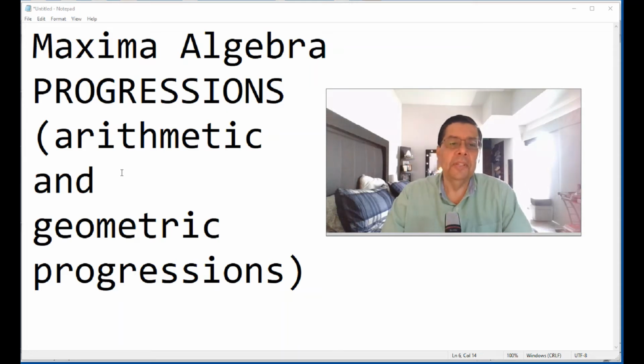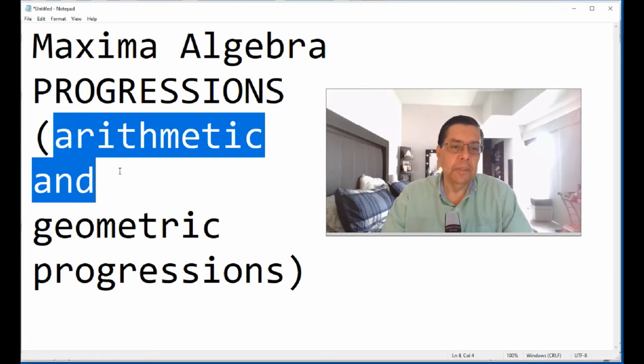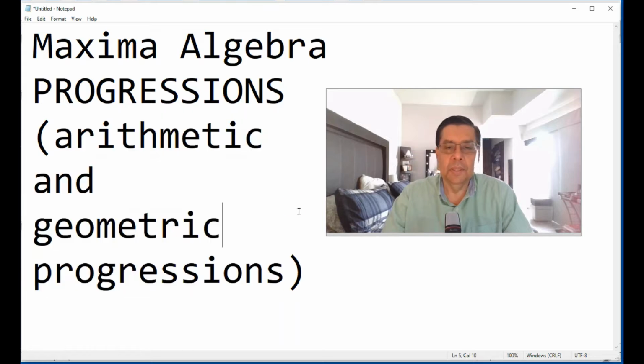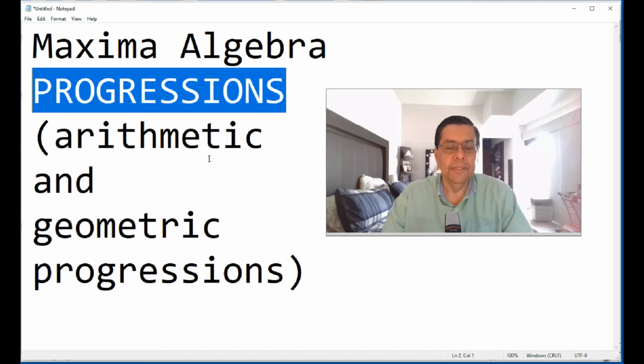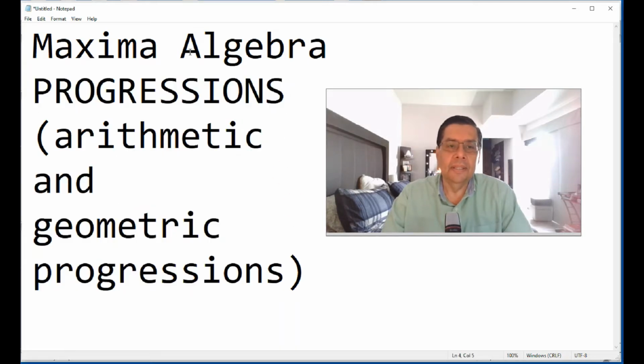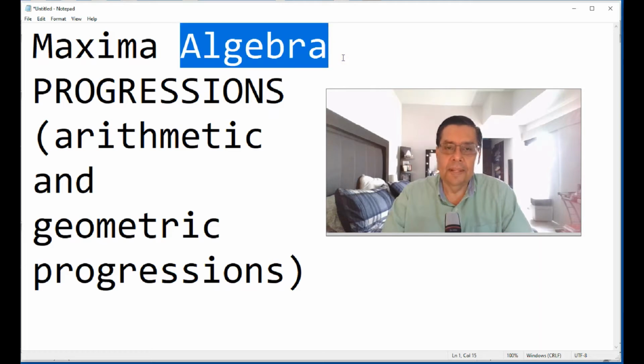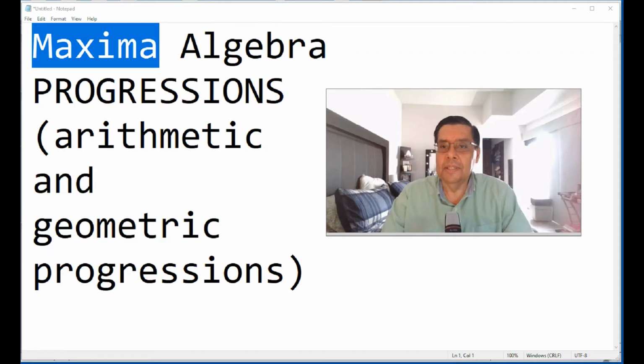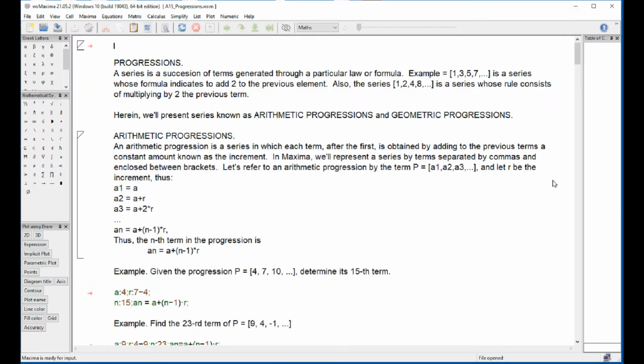In this video, we're going to talk about arithmetic and geometric progressions. So I can title it Progressions in general. And it's within the set of algebra videos using Maxima. We start with a worksheet where we provide definitions.